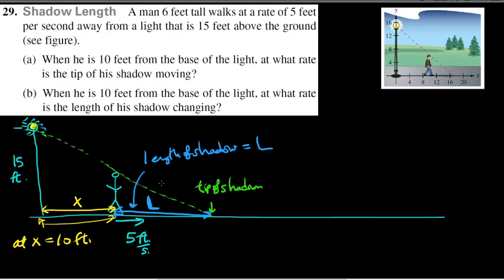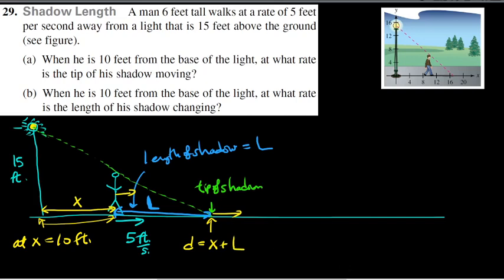And you can see that as the guy is walking this way, the tip of the shadow is also moving. So how quickly is the tip of the shadow moving? Well, what's the distance from the base of the light to the tip of the shadow? We can call that d for distance, but it's just the distance from the light to the guy plus the length of the shadow. So it's just x plus L.